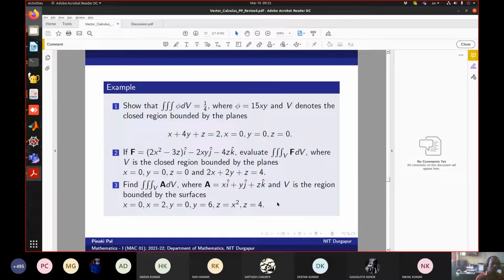And once the limits of x, y and z are clearly determined, then we can evaluate the volume integral using iterated integrals. These are nothing but integrals of a function of a single variable. So that is the technique, and I hope you will be able to solve the problems.